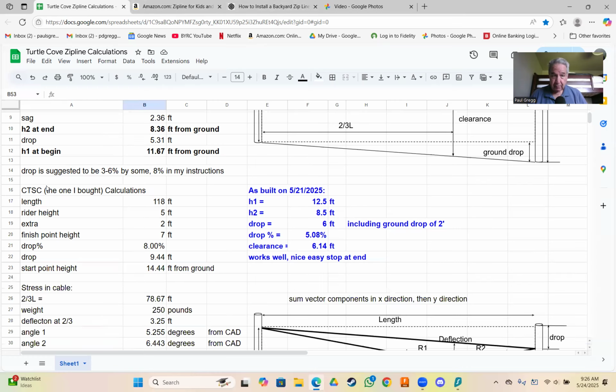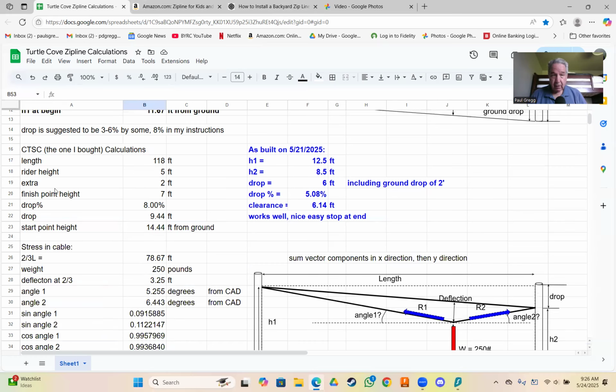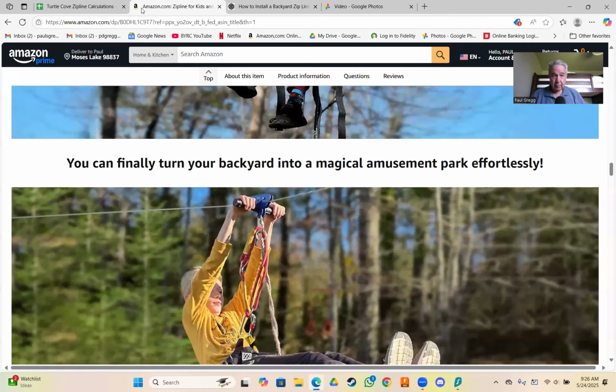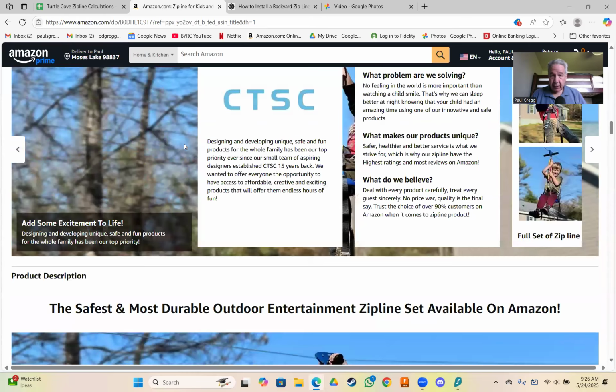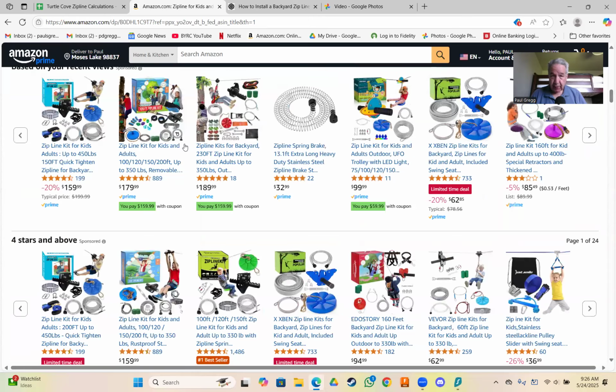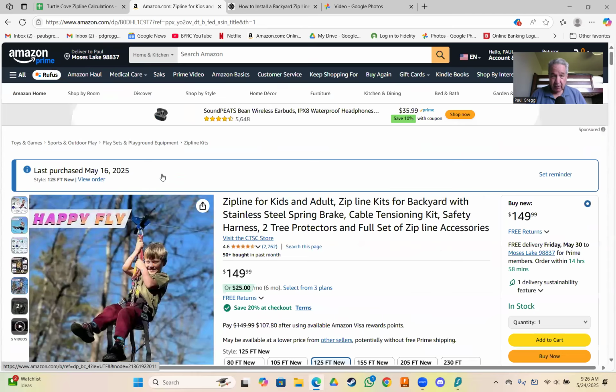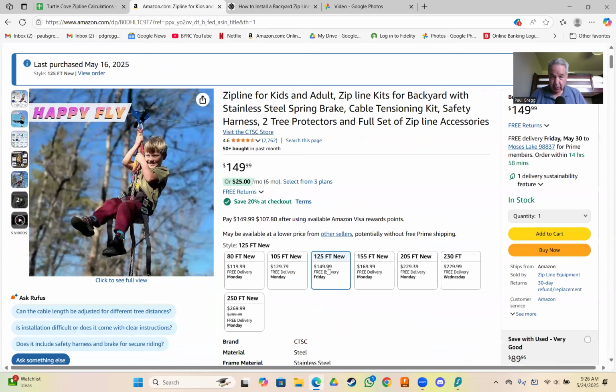So then the one I bought is CTSC. It's on Amazon. I'll show it to you. So this is the one I bought on Amazon. It seemed to be a good price, and it included a little more than other ones did. I only go on 125 feet. I'm not riding real heavy people, and so I went with this one here, $150.